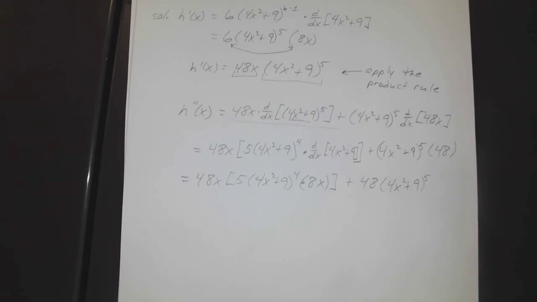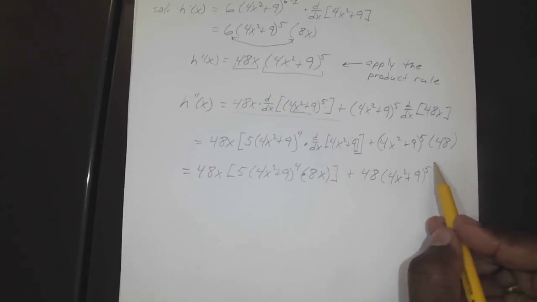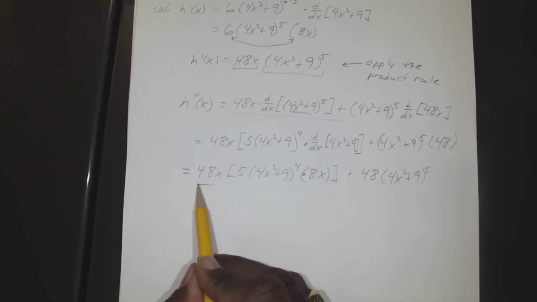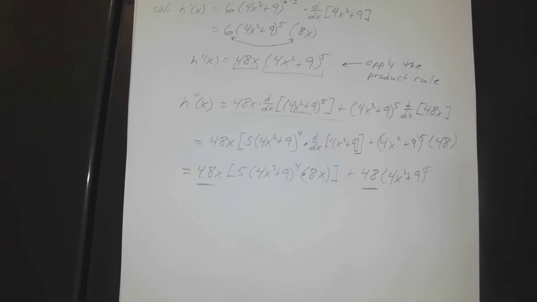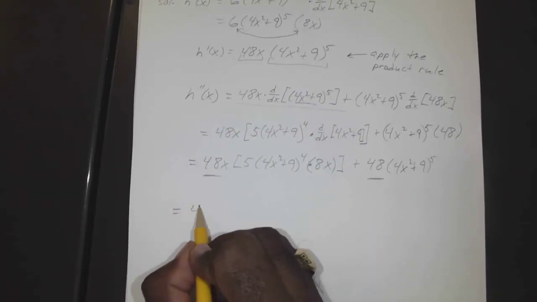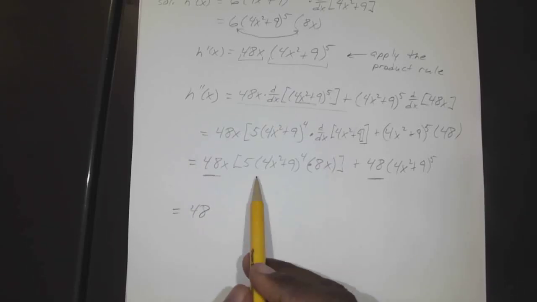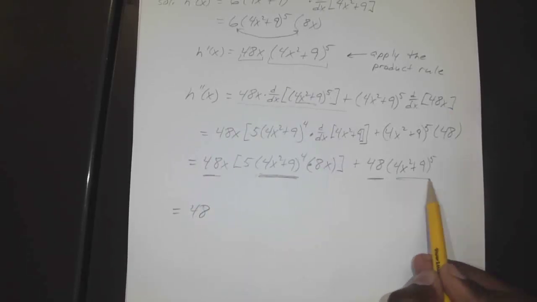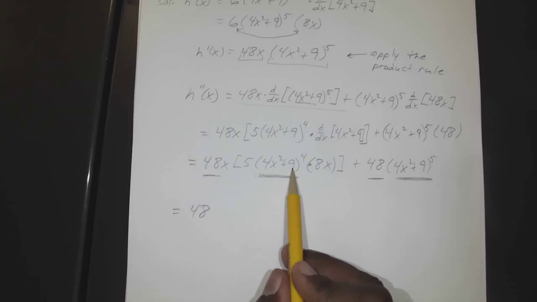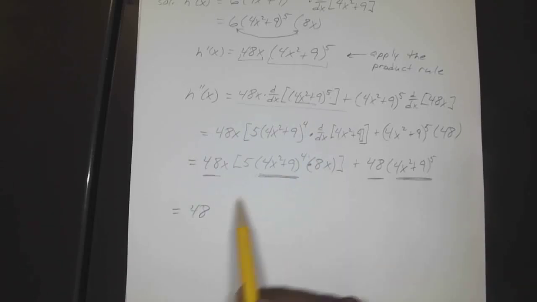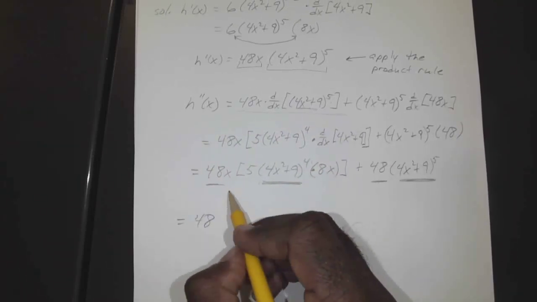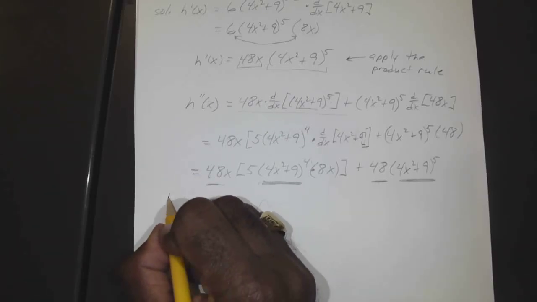No specific reason. Then we just leave it like that? Nope. Don't leave it like that just yet. Actually, you can factor a 48 from both of those. Okay, so if you factor a 48 out of there, and actually again, you can factor 4x squared plus 9 to the 4th from both of those. So you can actually factor.